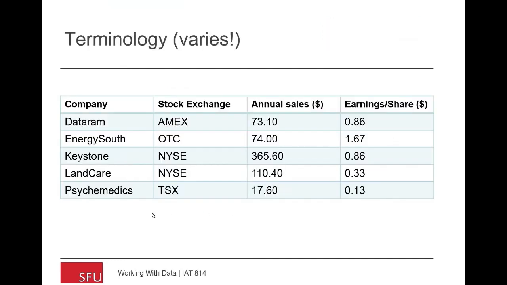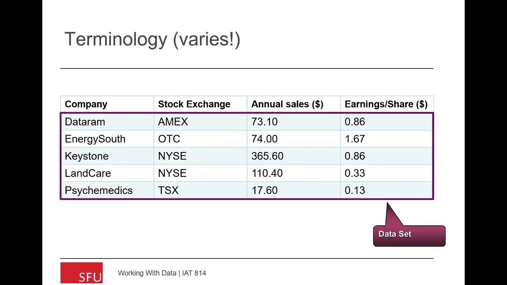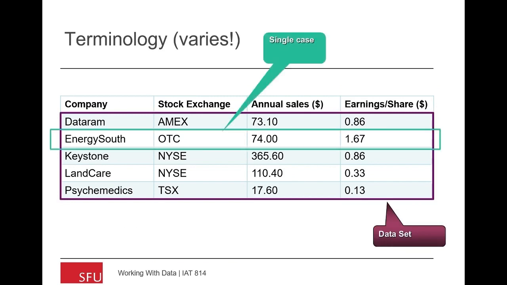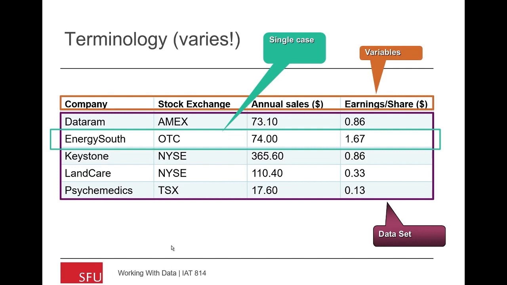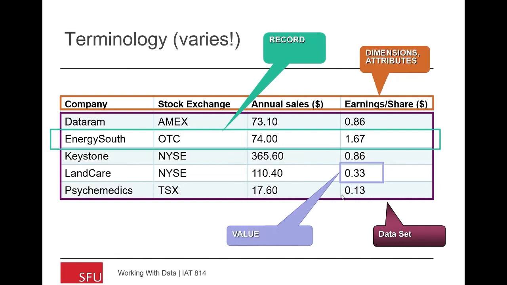Kind of as I've said, as we've moved along in this lecture segment, the terminology varies from field to field. So here we have a data set once again. This is a table of financial data about publicly traded companies. This is a single data case. These are the variables in the table, and this is an observation instead of a value. But other terms might be perfectly valid. This is a record with dimensions and attributes, and that's a value.